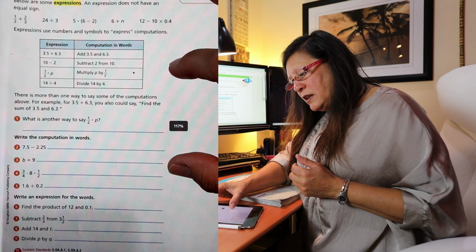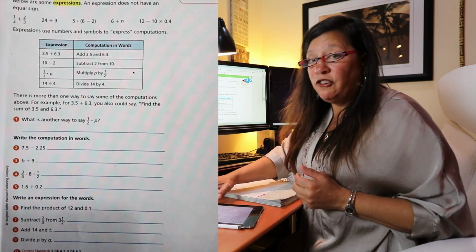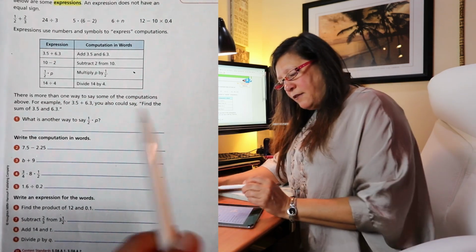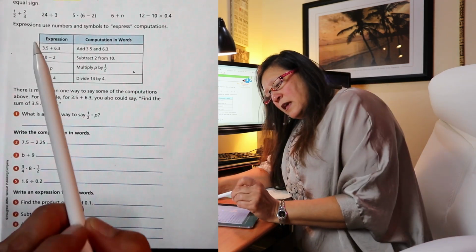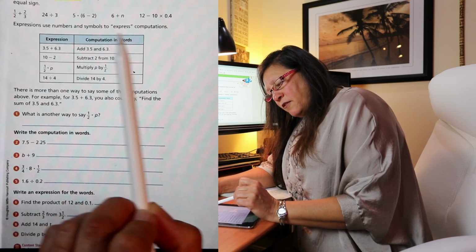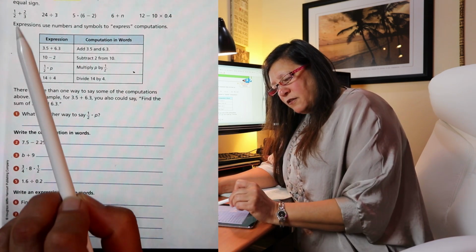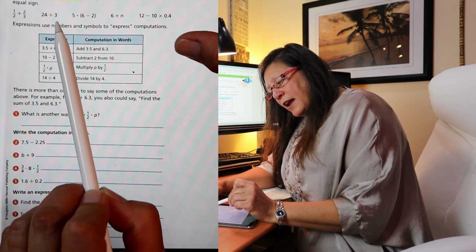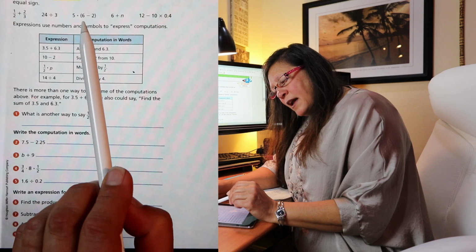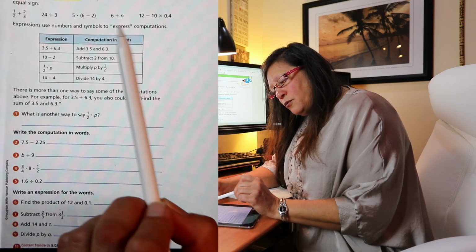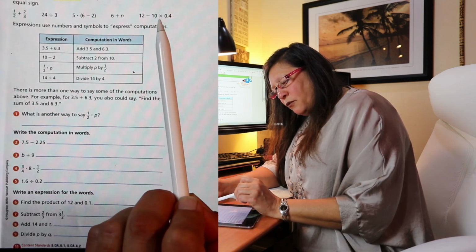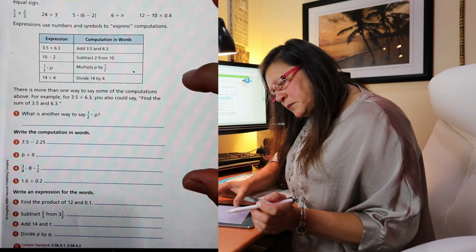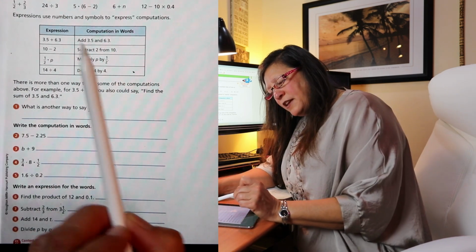The difference between an expression and an equation is that an expression doesn't have an equal sign. So we're going to look at some examples here. Expressions use numbers and symbols to express computation. So here we have 1/2 plus 2/3, 24 divided by 3, 5 times 6 minus 2, 6 plus n, and 12 minus 10 times 0.4. Let's go to our table here.